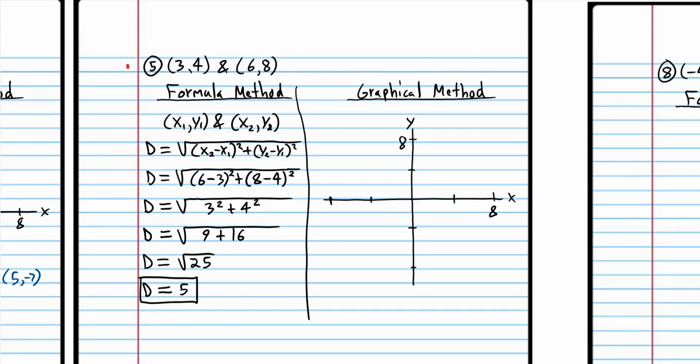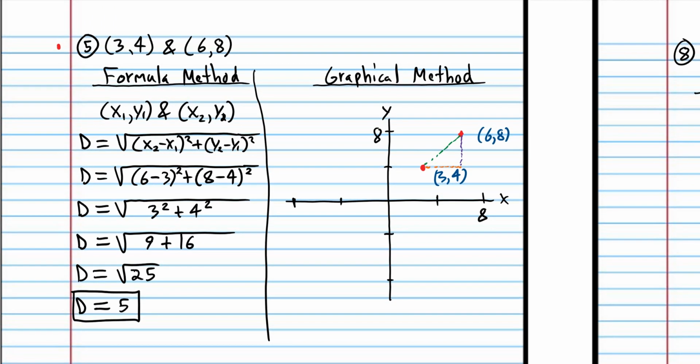So we have 6, 8, which is about here, and we have 3, 4, which is about here. And we're going to mark those 6, 8, and 3, 4. And then we're going to make the horizontal and the vertical and the hypotenuse. And we see we have a right triangle, and we just subtract the x values to find the orange. So we subtract the x values and we get -3.